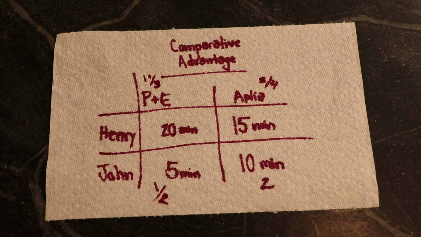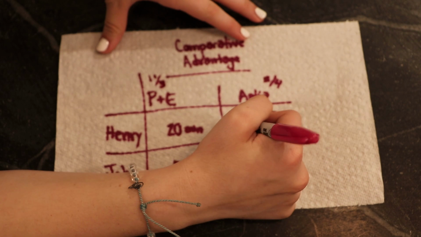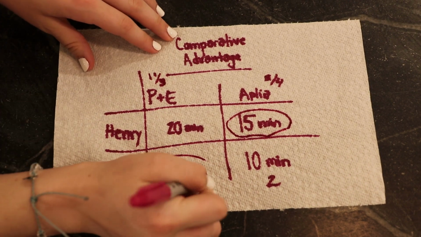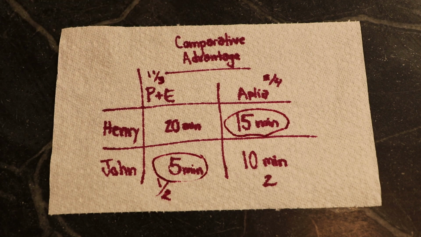Because Henry's opportunity cost is lower than John's, Henry has a comparative advantage in Aplia, while John has it in P&Es. Therefore, Henry does the Aplia questions, while John does the P&E questions. So they can trade and both maximize their efficiency.